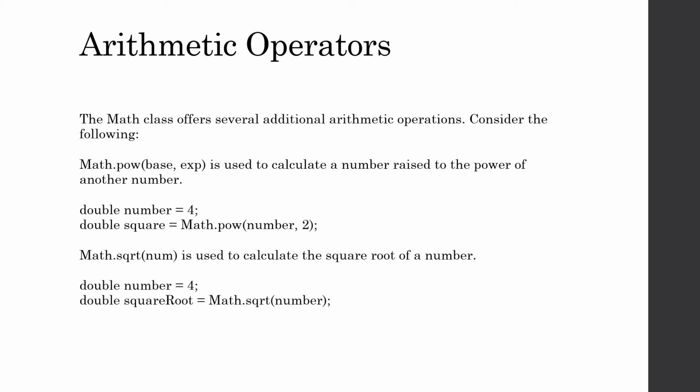So say for example you want to do 4 squared. You could do something like double number equal to 4. We'll then do double square is going to be equal to math.pow. We'll put in that number, so we're going to use that variable there, and then we have a comma, and then the exponent, so in this case 2 that we want to raise it to. So let's go ahead and take a look at this example.